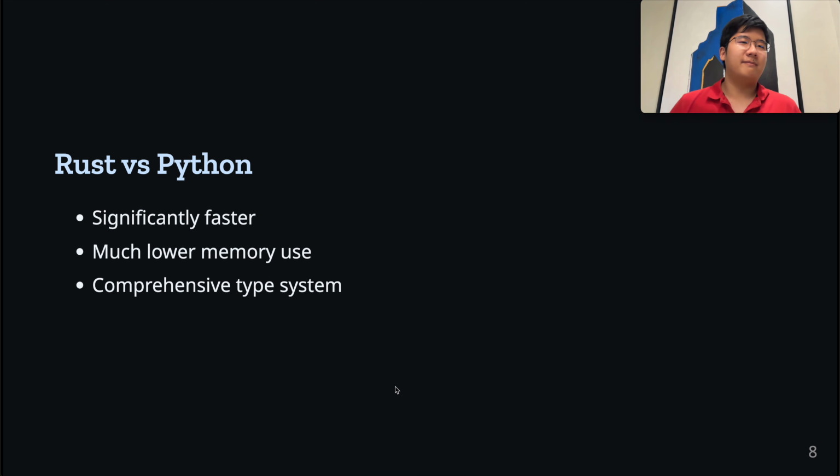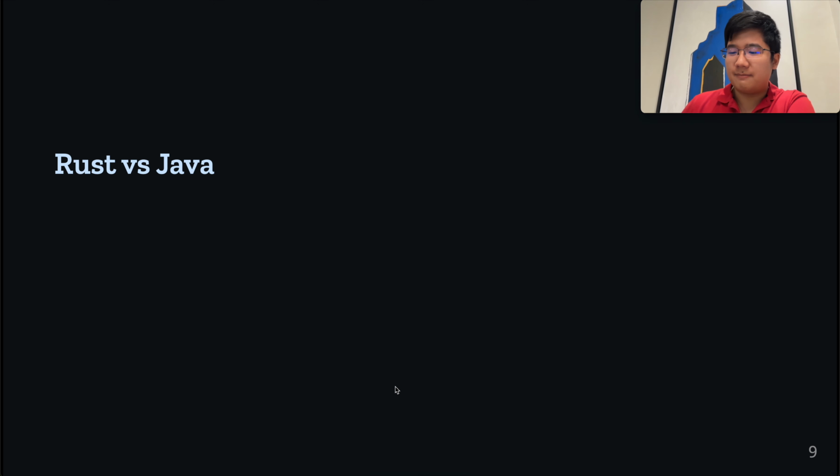Some might argue that it does. I think people at Carnegie Mellon would strongly argue that Python definitely does not have a comprehensive type system. Go take 15.3.12 for that. Rust has explicit error handling. If you've ever worked with Python and Python exceptions, this is a very nice thing to not have exceptions. We don't like exceptions.